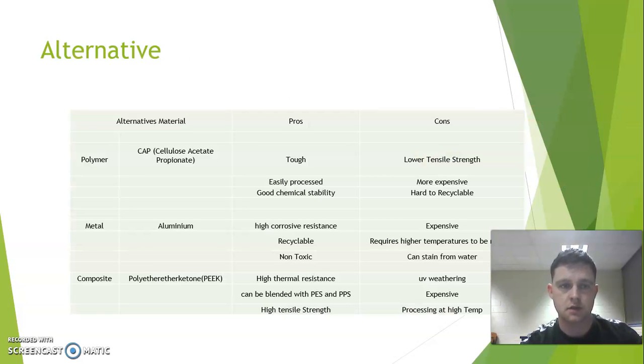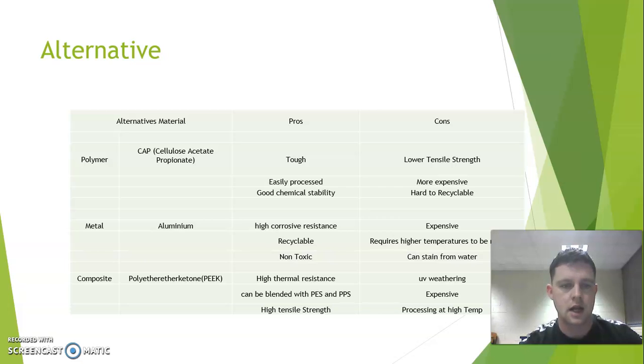Alternatives: here's a table of alternatives that could have been used. So a polymer that could have been used was CAP, cellulose acetate propionate. Pros for this: it's tough, easily processed, and good chemical stability. Cons: it has lower tensile strength than polycarbonate, it's more expensive, and it's harder to recycle.